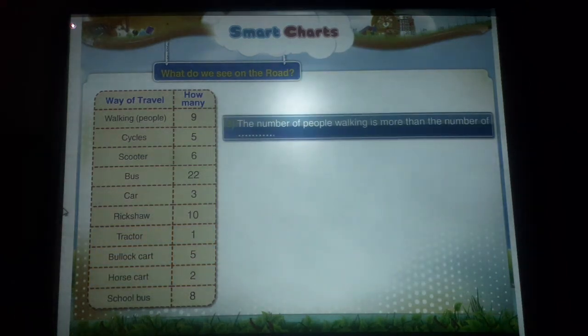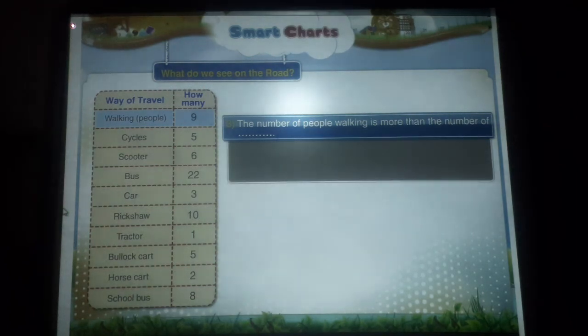3. The number of people walking is more than the number of dash. The number of people walking is more than cycle, scooter, car, bullock cart, tractor, horse cart, and school van.